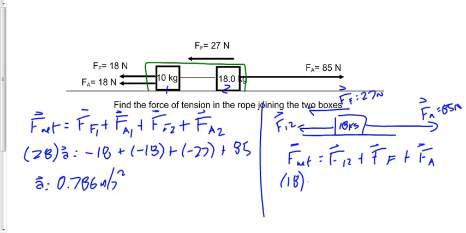M times A, the acceleration we know is 0.786. We're going to go with the same value we had, because in the end, if the whole system accelerates at that rate, so does the 18 kilogram mass inside. F12 is what we're looking for. FF is negative 27. FA is positive 85.